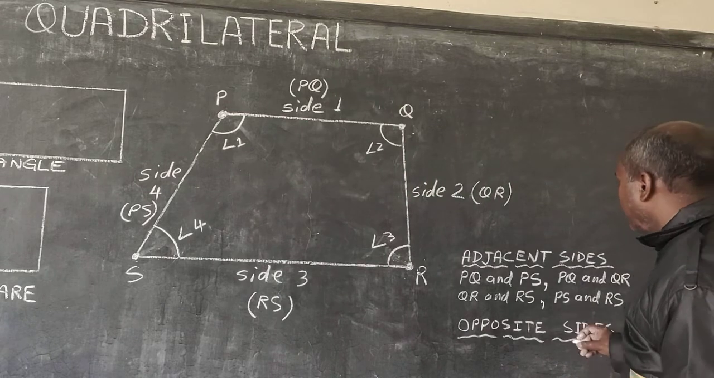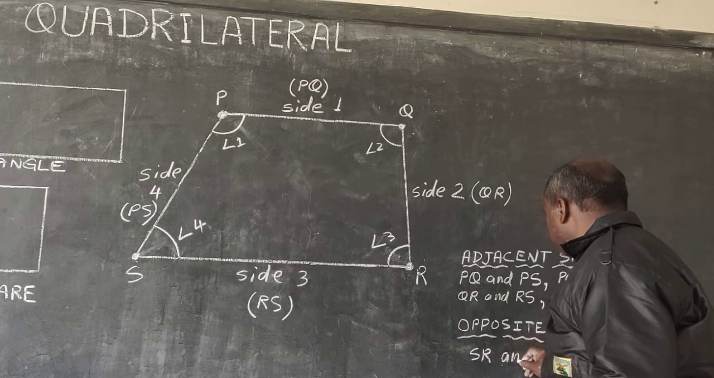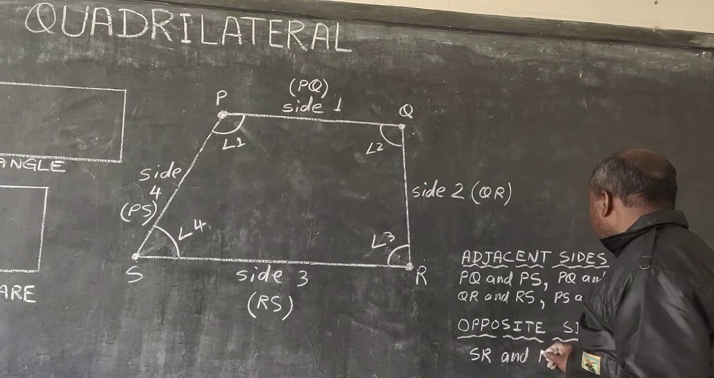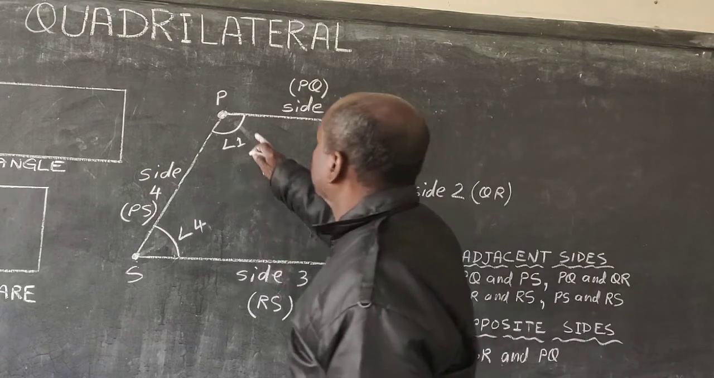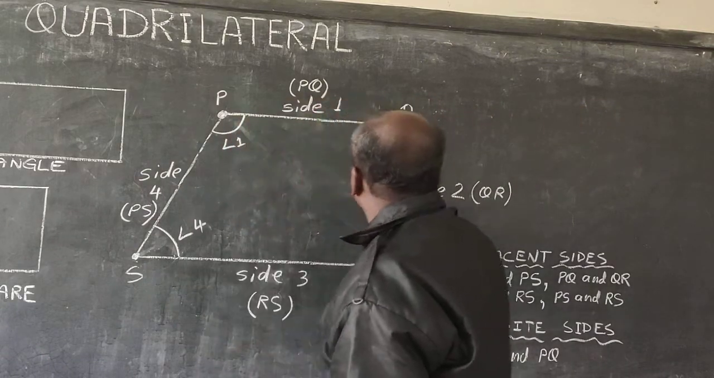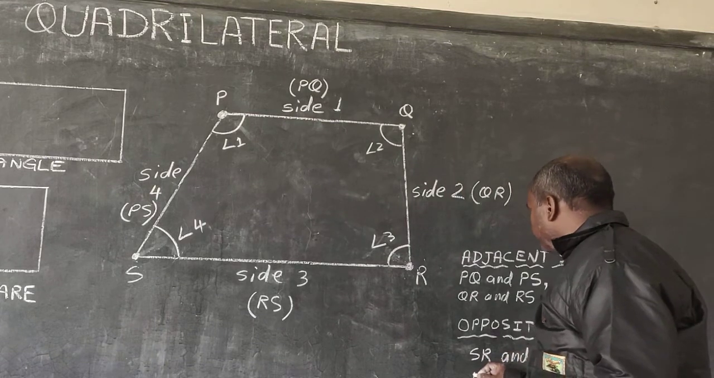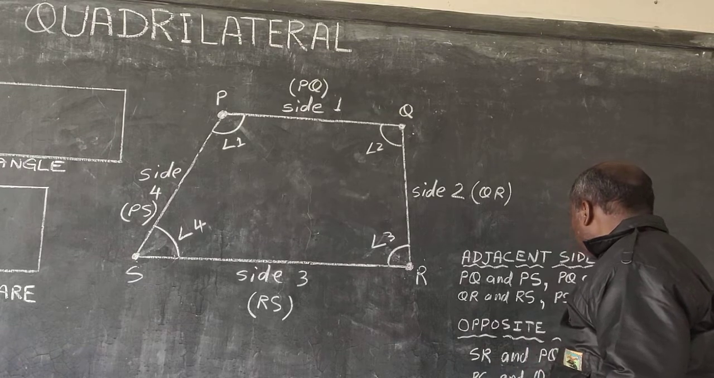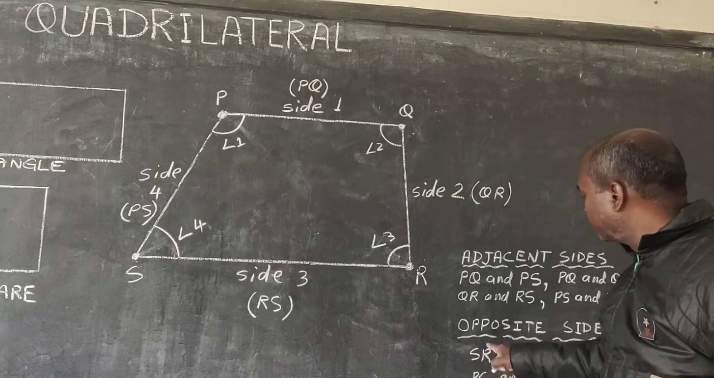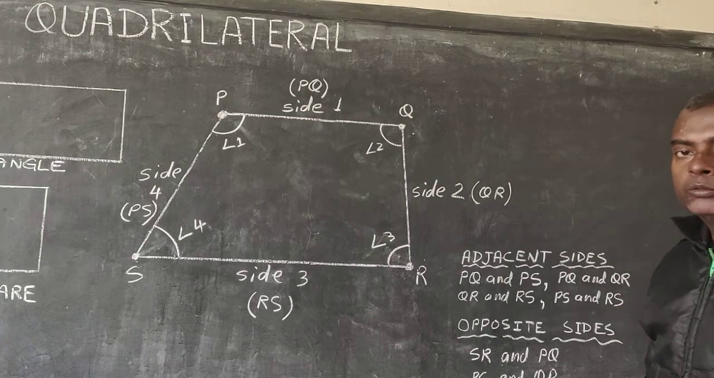So you have SR and PQ. They are opposite sides. Similarly, PS and QR, they are also not adjacent to each other. So PS and QR, they are not adjacent, so they are what? They are opposite sides. So I hope the concept of adjacent sides and opposite sides is clear to all of us.